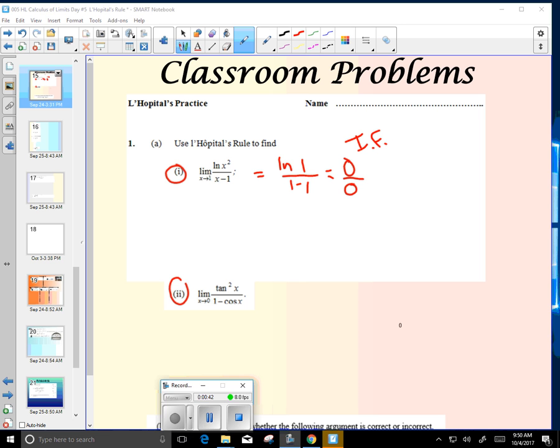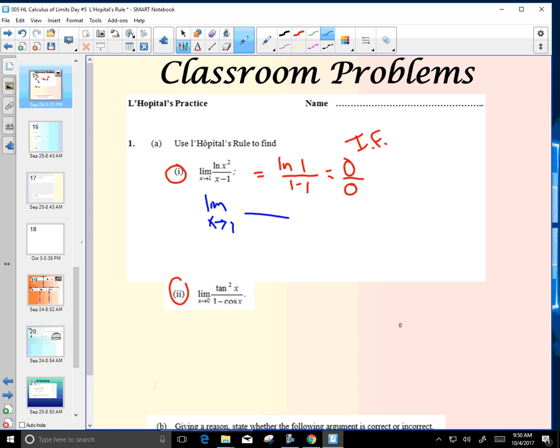Now, since it's 0 over 0, that entitles us to write the limit as x approaches 1 of the top function's derivative. What is the derivative of x squared? 2x. Natural log of x squared is 1 over x squared. The chain rule is 2x. What's the derivative of x minus 1? 1. So this is the equivalent of the limit as x approaches 1 of 2 over x, which is 2 over 1, which is 2. How many got 2?